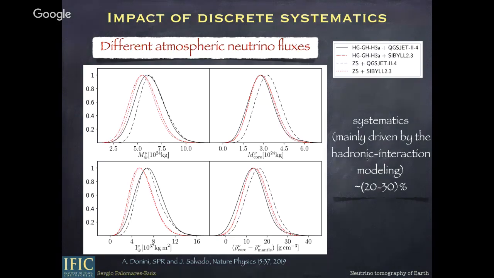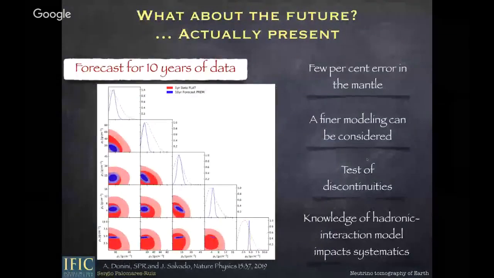But we also ask about the future, actually the present, and I will explain why I say the present. We did a forecast, actually a very rough forecast, for 10 years based on the 1-year data. And basically what we concluded is that one could get the mantle density within a few percent error. So this is already at the level of geophysicists' determinations. We can, of course, do a finer modeling of the Earth. Actually, in this forecast, we just wanted to compare to what we have with 1 year.